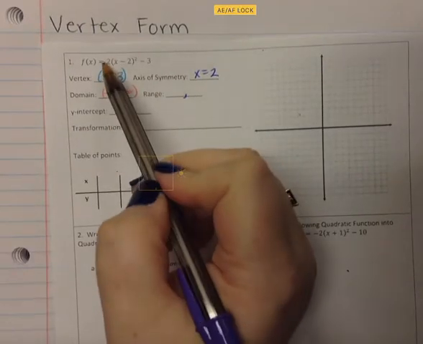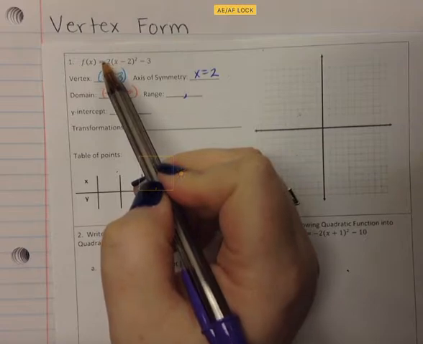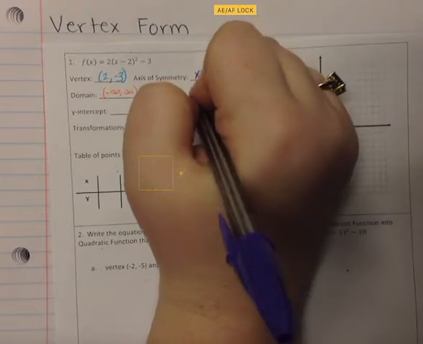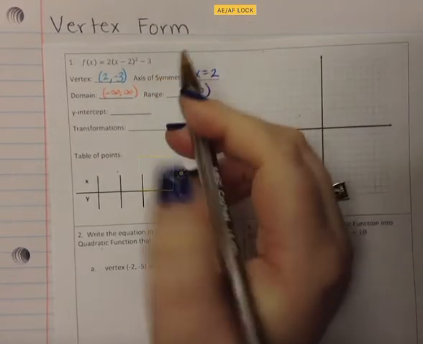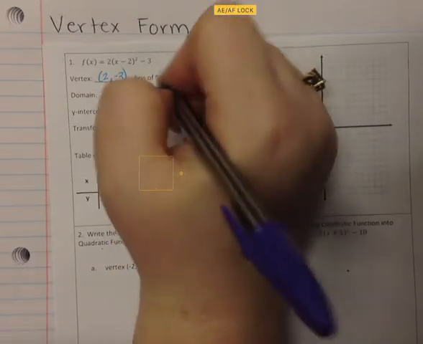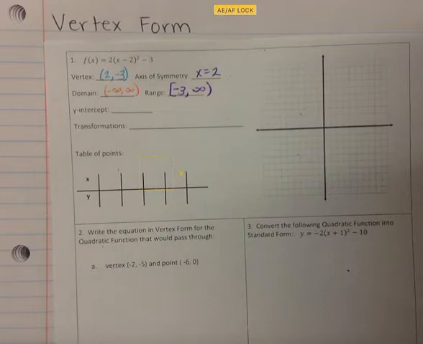The range, we know, will have to depend on our vertex and if it opens up or down. So we didn't say what a was. a is a positive 2 right now. So if it's a positive, that means we're going to have a positive infinity, which is always on the right-hand side. And then the value is the y of your vertex, so that's that negative 3. So close bracket on the negative 3.